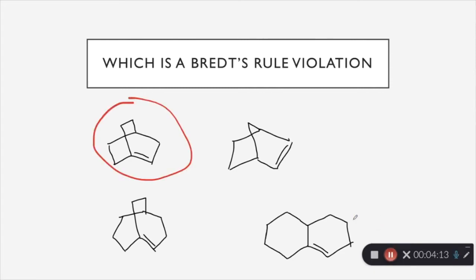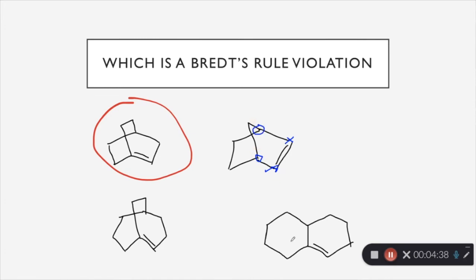So it's going to be the top left one here. Let's go through the ones which are not Bredt's Rule violations first. The reason that this is not a Bredt's Rule violation is because this double bond is not containing the bridgehead carbon. These are not bridgehead carbons. Actually, I'm going to put an X on those. For a Bredt's Rule violation, it must possess one of these carbons with the double bond.